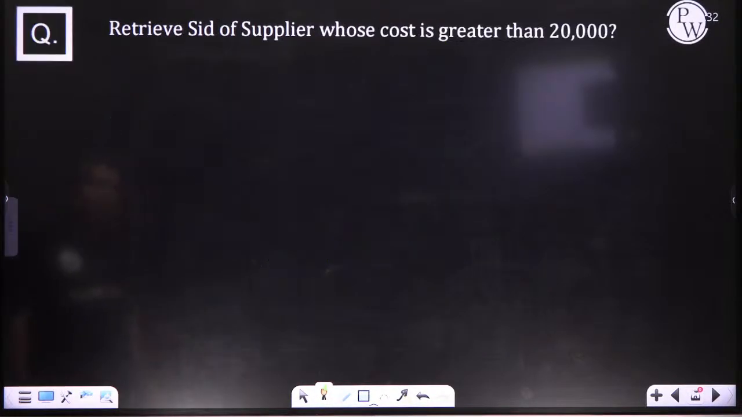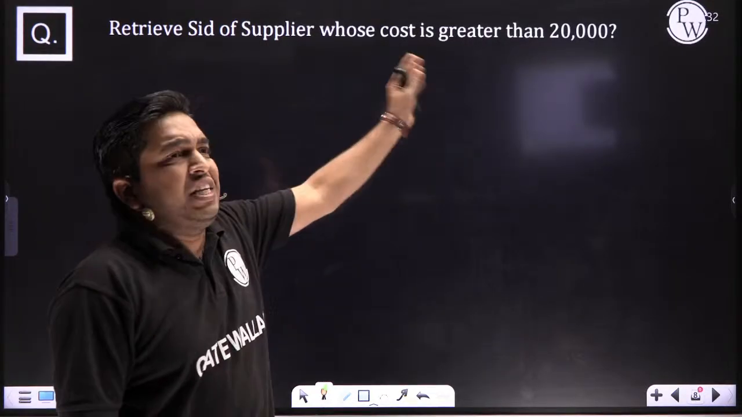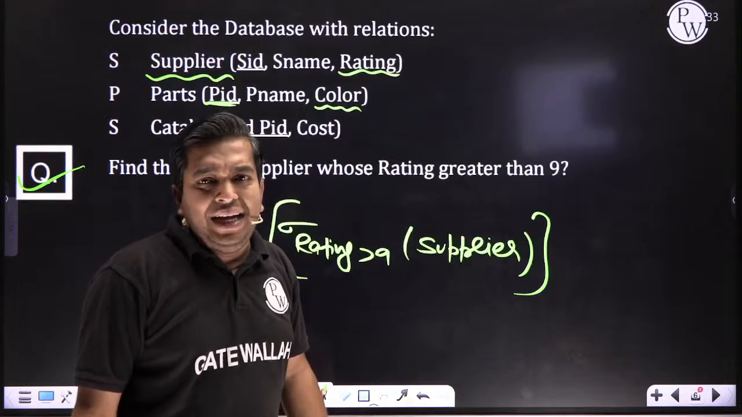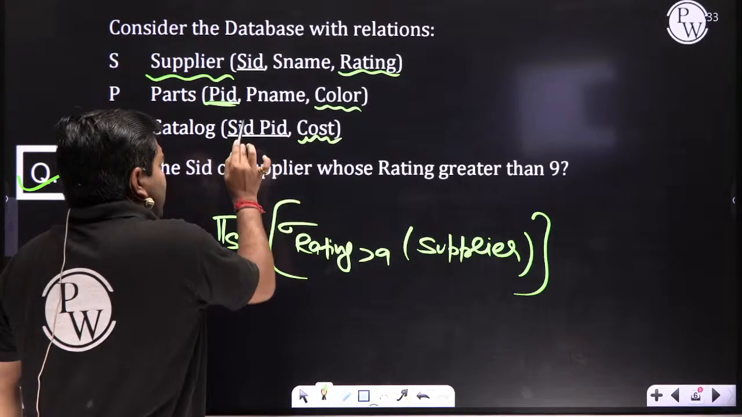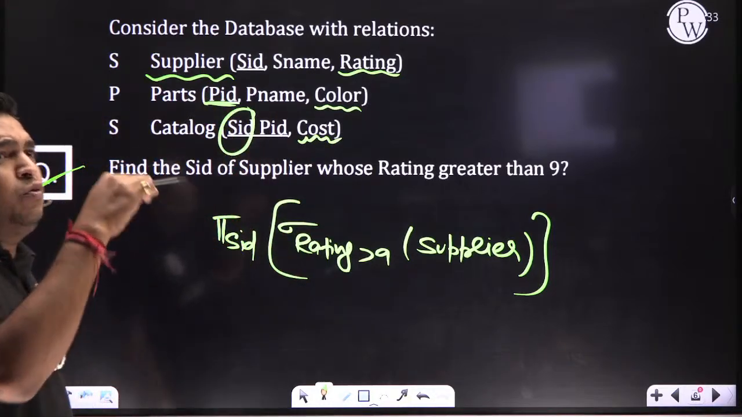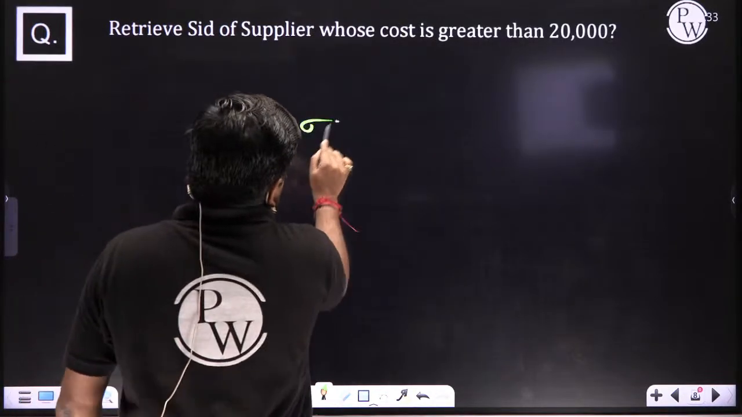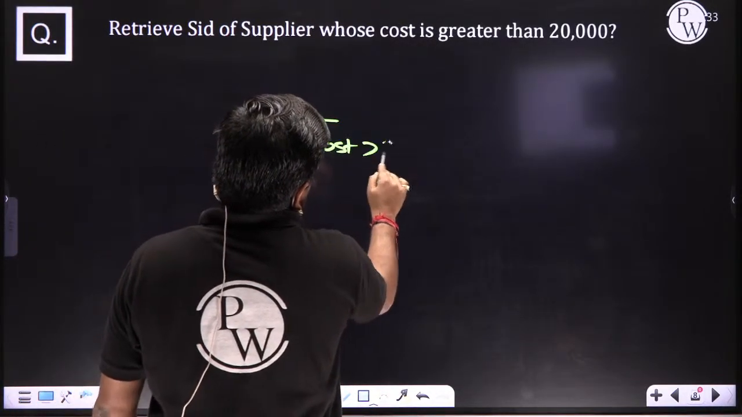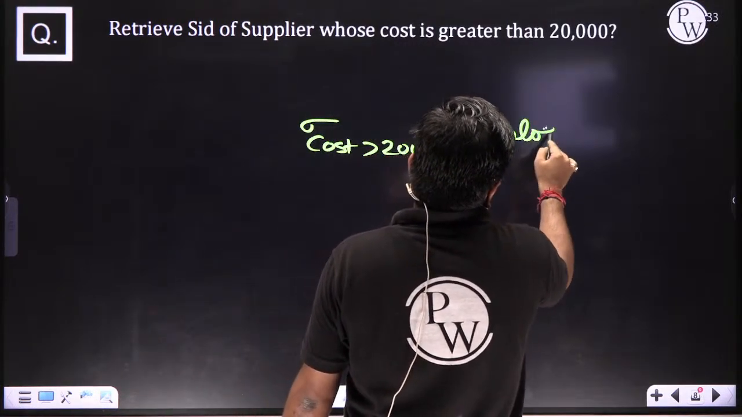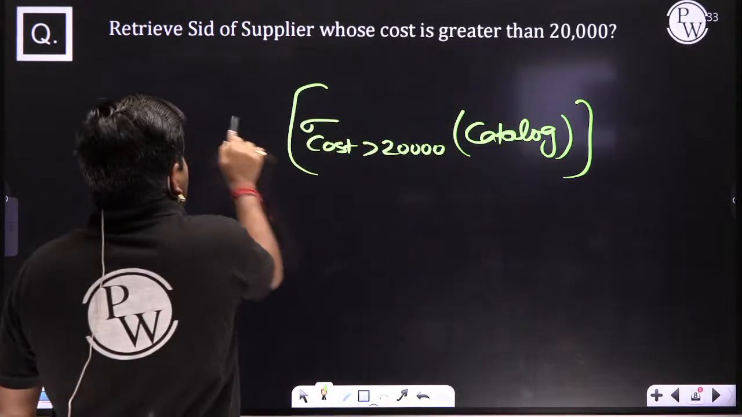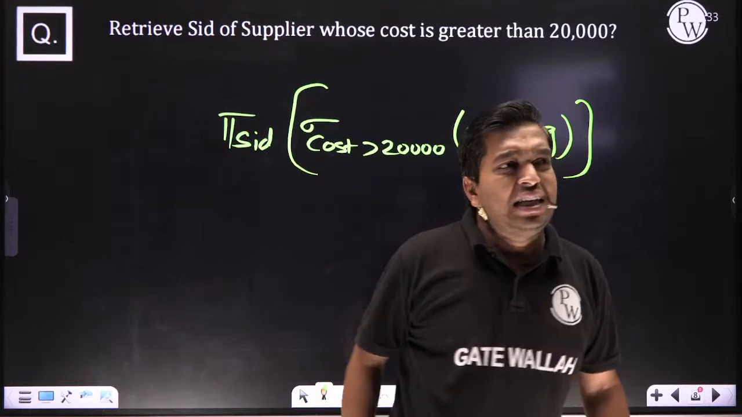Third one: find the SID of suppliers whose parts cost is greater than 20,000. Cost is available in the catalog table, and from the catalog table it is also sufficient to find the SID. So what can you write? Cost is greater than 20,000 from the catalog table. What do we want? SID. Till now each and everything is crystal clear.